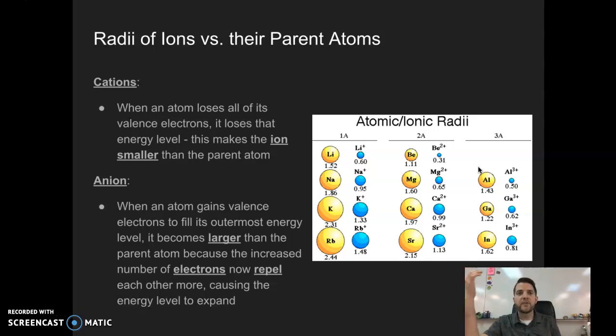Now, what that means is that it's going to be a smaller ion. If I have an atom and I lose an energy level, then the atom's going to be smaller. So cations are always going to be smaller than the atom that they came from.